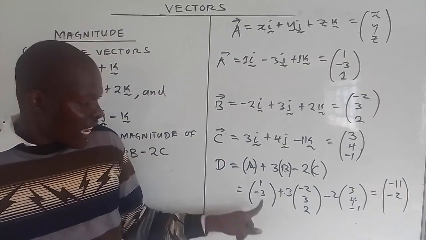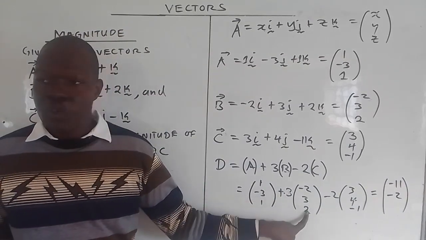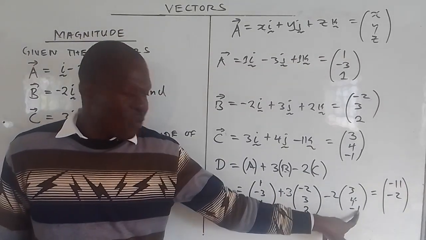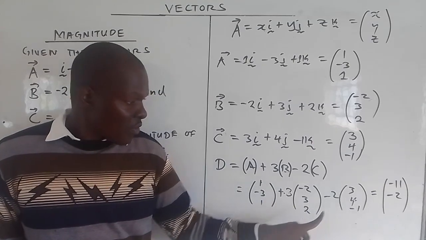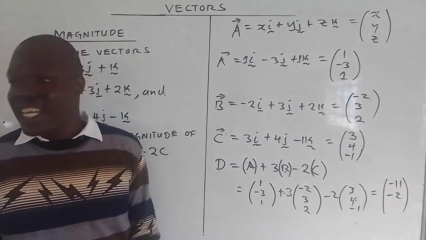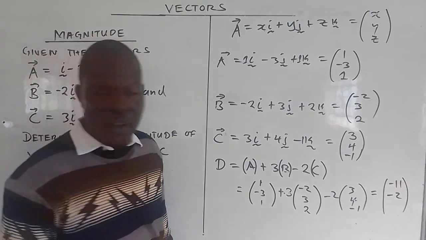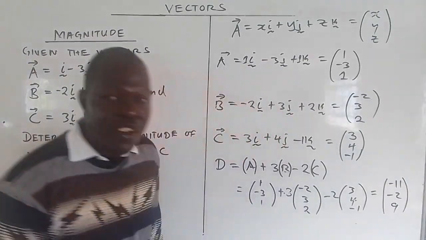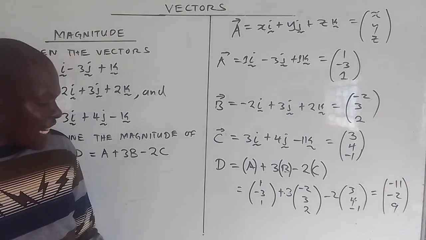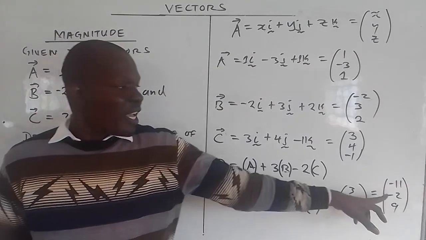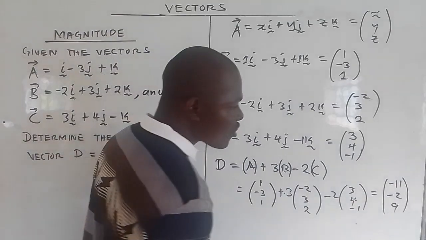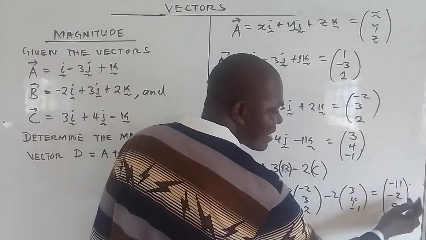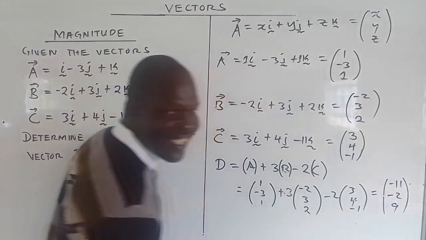Go to z. Z here is 1, z here is 3 times 2, positive 6. Z here is negative 2 times negative 1, so that is positive 2. So positive 2 and positive 6, and you get z to be 9. What have you found? Z is 9, so it means we can only get the magnitude of D when we have D. See, we found the D. And this D we found is what?